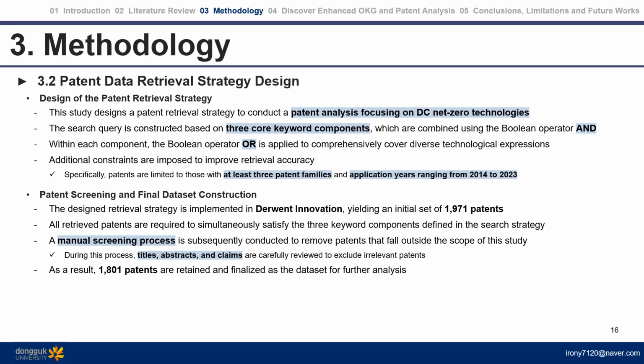With each component, the Boolean operator OR is applied to comprehensively cover diverse technological expressions. Specifically, patents are limited to those with at least 3 patent families and application years ranging from 2014 to 2023. A manual screening process is subsequently conducted to remove patents that fall outside the scope of the study. During the process, titles, abstracts, and claims are carefully reviewed to exclude irrelevant patents.